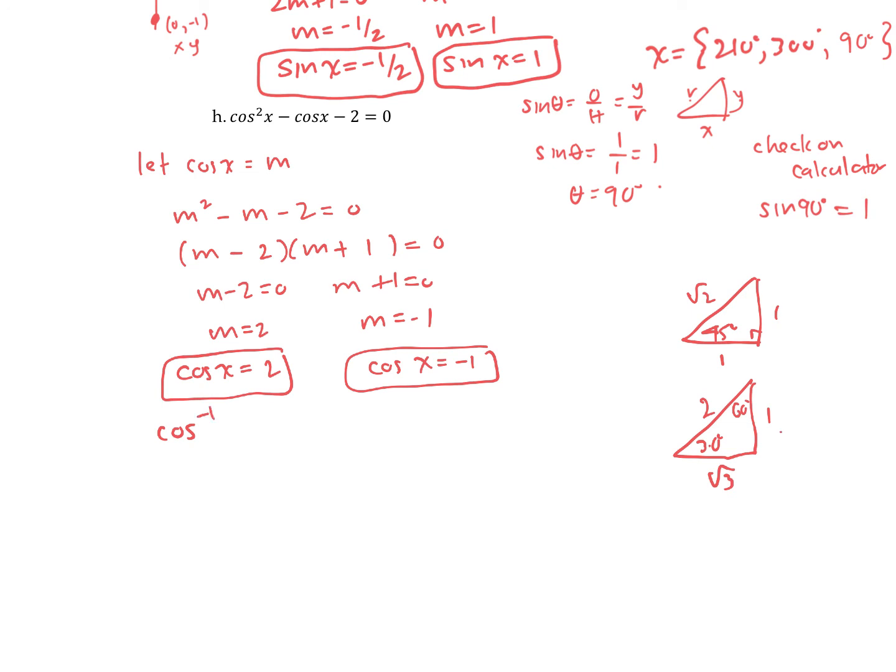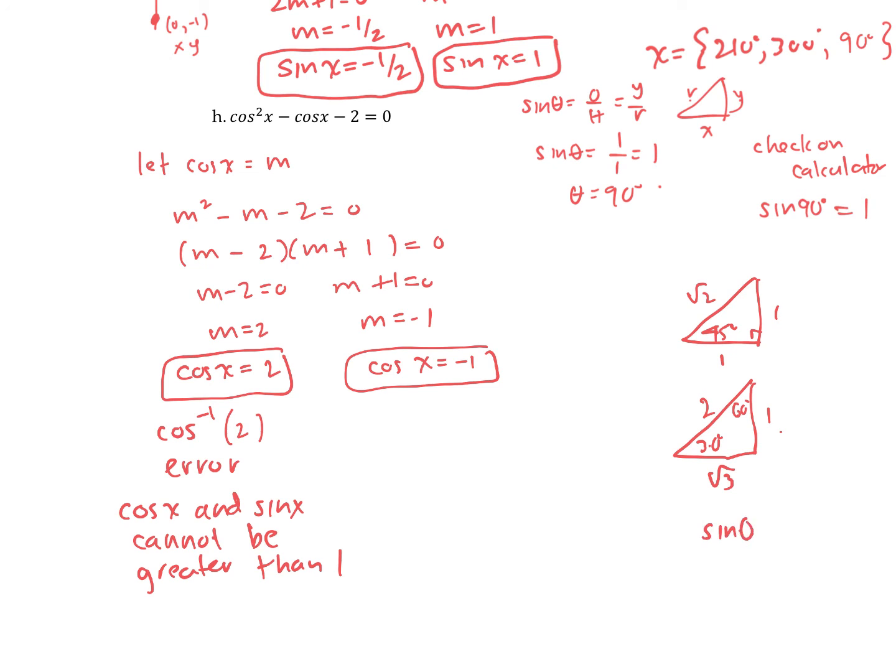So if we did cosine on our calculator to find the angle, we could do inverse cosine, and you will see that it comes up error. That's because cosine and sine cannot be greater than 1. The ratio will never be greater than 1. If you get a cosine or sine ratio that's bigger than 1, you will get error. And that's because sine is opposite over hypotenuse and cosine is adjacent over hypotenuse. Both of them are divided by the hypotenuse.